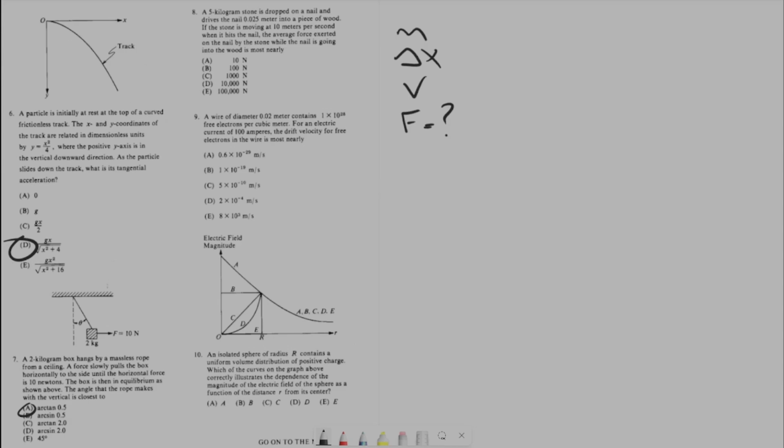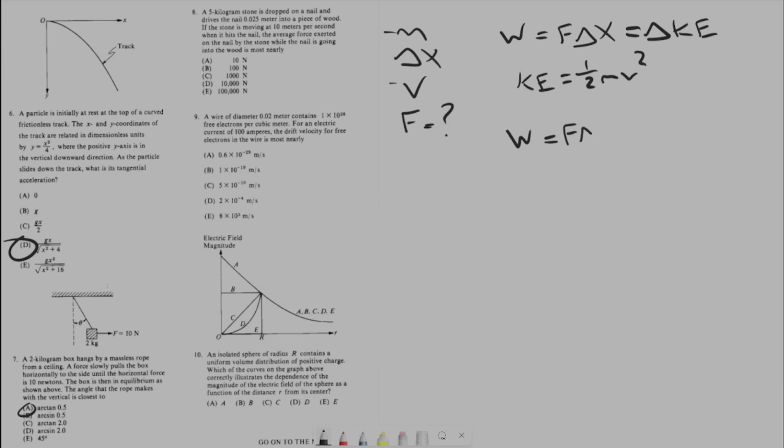Force and delta x should make you think of work. With a v and an m, you should also think kinetic energy, 1/2 mv squared. This also helps. So the work is equal to force times the distance. It is also equal to the change in the kinetic energy. So I'm just going to rewrite this down here.